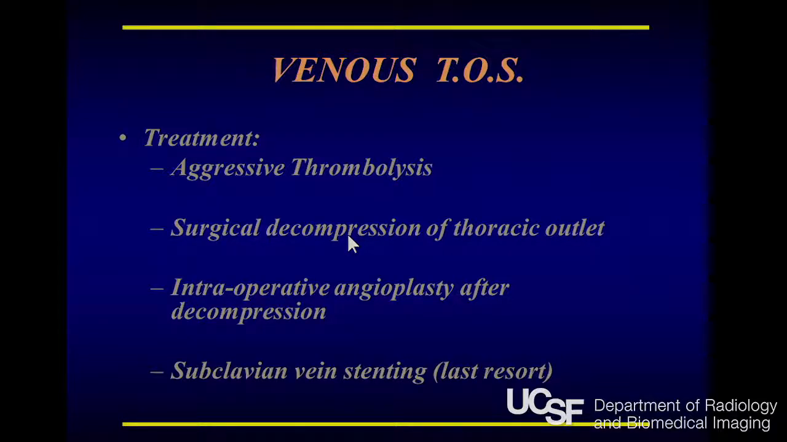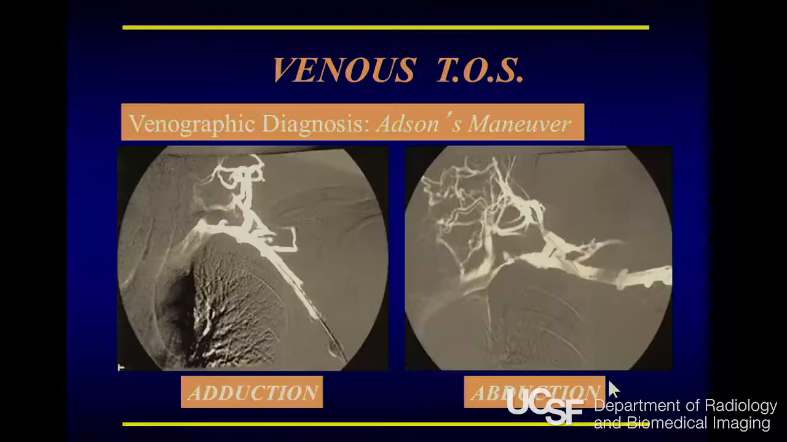So the treatment for venous thoracic outlet syndrome is aggressive thrombolysis if indicated. Surgically decompress the thoracic outlet by excising the first rib, maybe part of that anterior scalene muscle. If necessary, intraoperative angioplasty after the decompression, really not before, and subclavian vein stenting as a last resort. I'll explain some of the rationale for that in a moment.